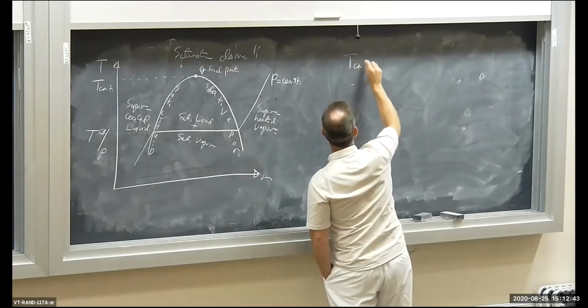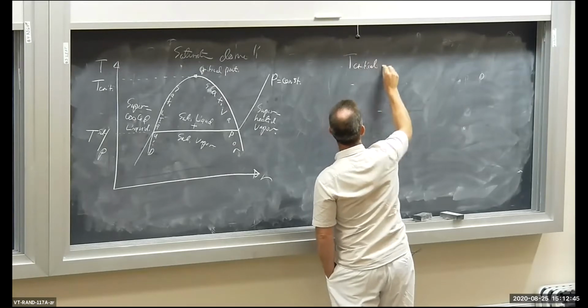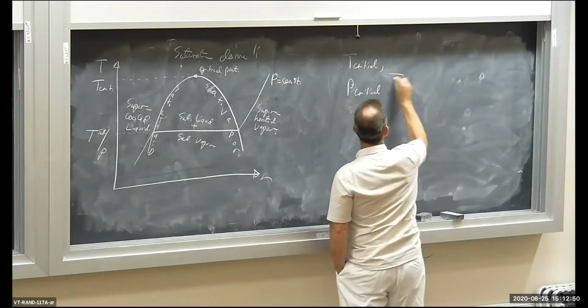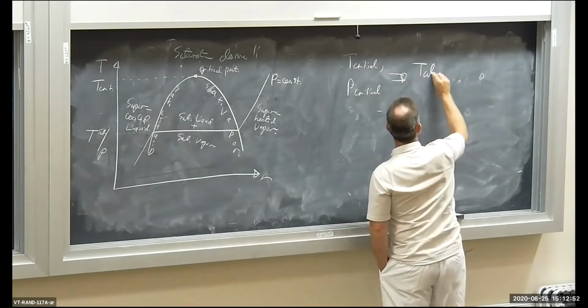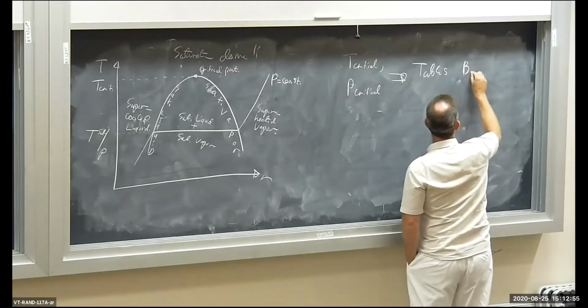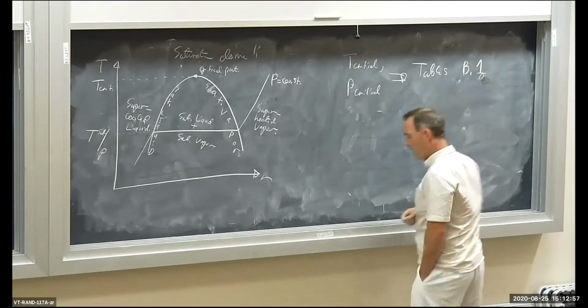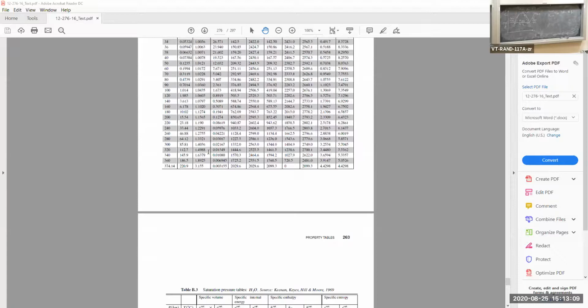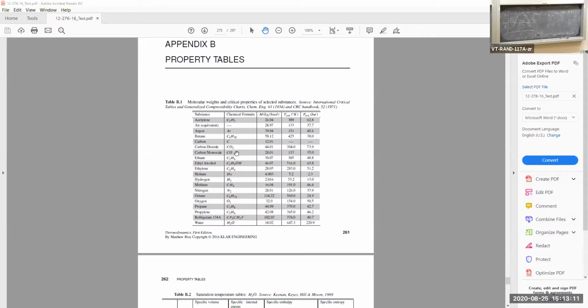So T critical, and P critical. Table B1 out of the notes. Look in Moran and Shapiro, you'll see a similar table, probably the first table as well. B1: substance, chemical formula, molecular weight, T critical, P critical.